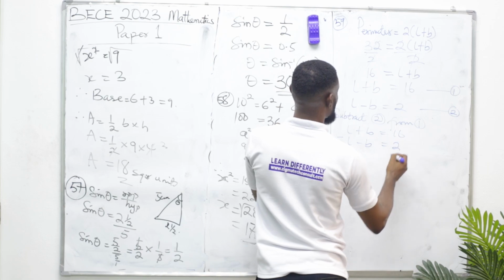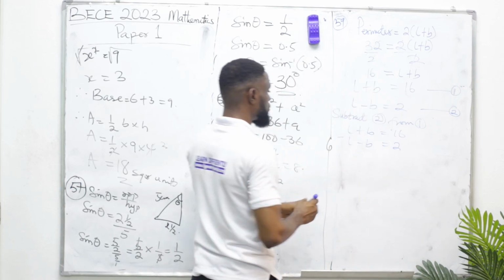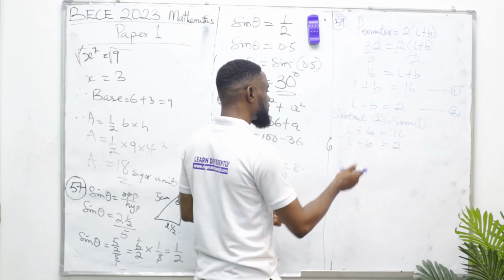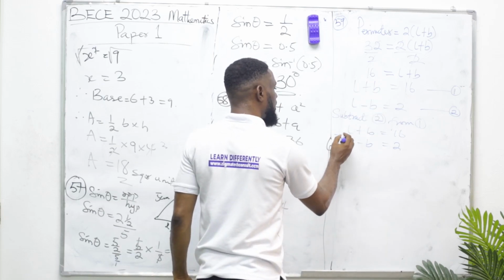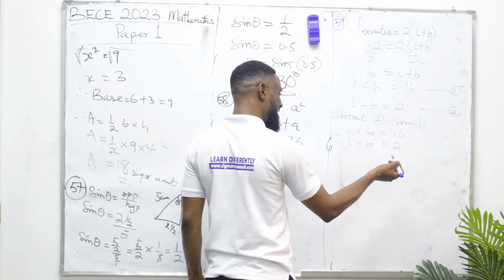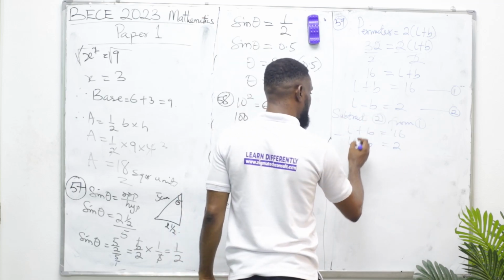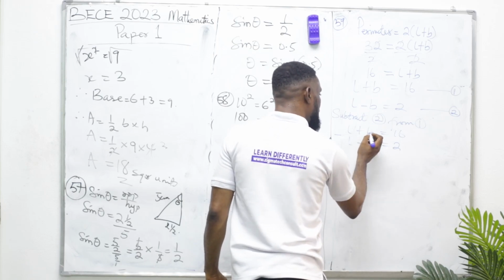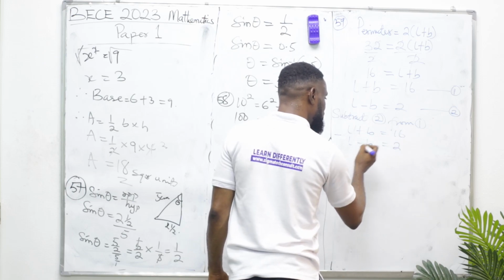Is equal to 2. Okay? So if we are saying subtract this from this, it means that L minus L will go off, right? So L minus L, this goes off. So we come here now, L minus minus B. Do you get the point?